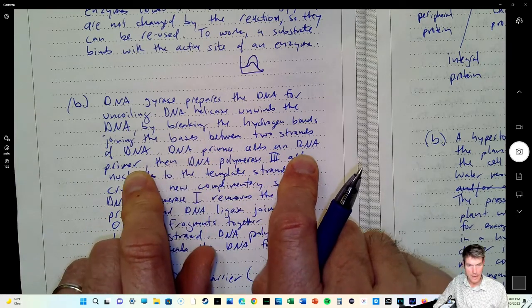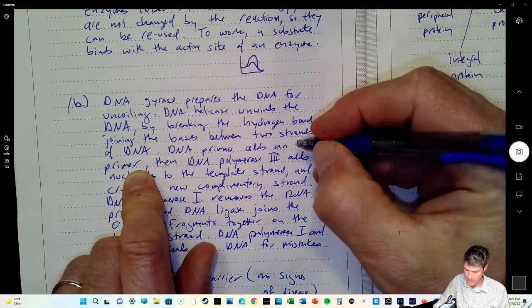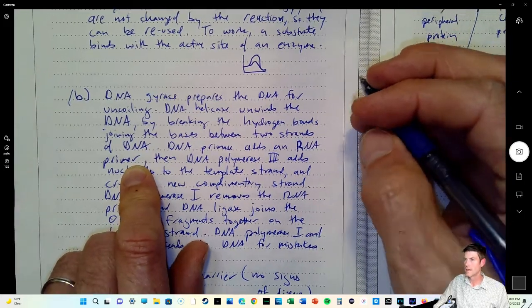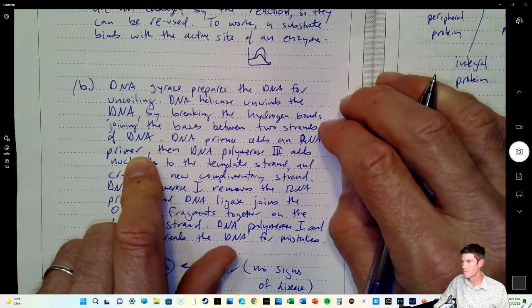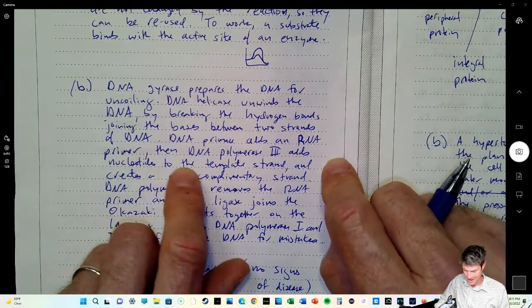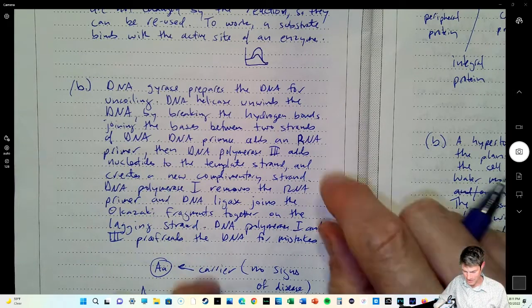And they add a DNA or RNA primer. It's so interesting that to make DNA, you need RNA. So kind of makes you think probably RNA was here first, right? Kind of the evolution of molecules.